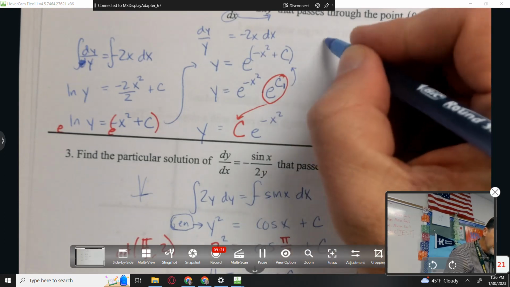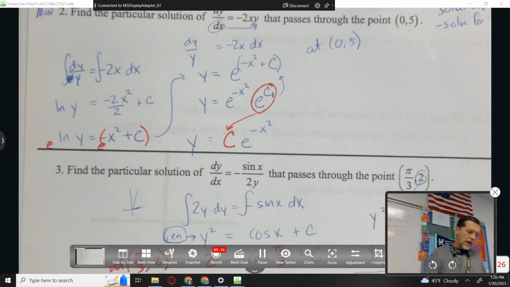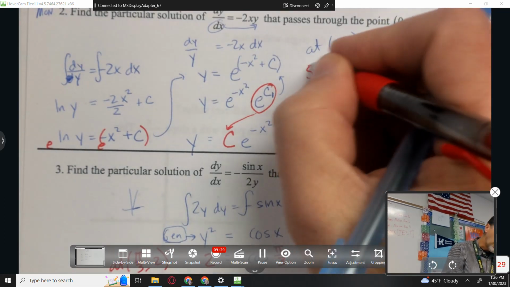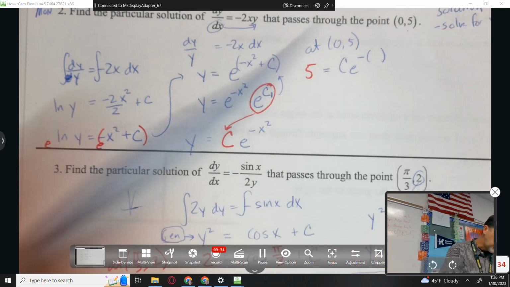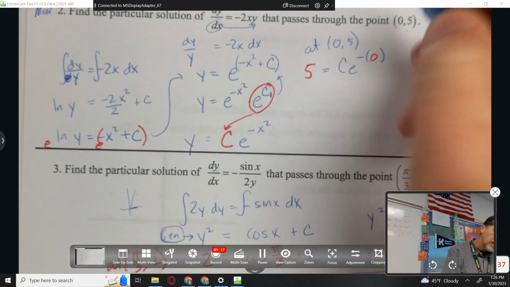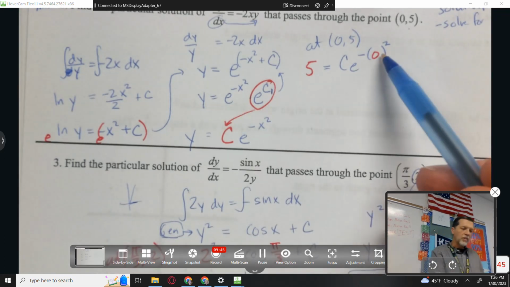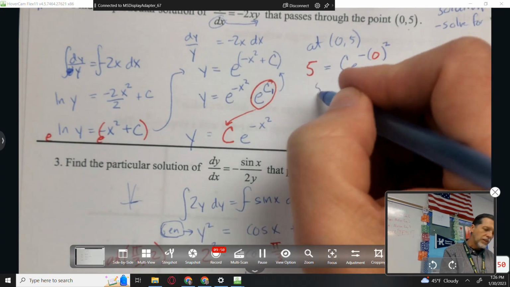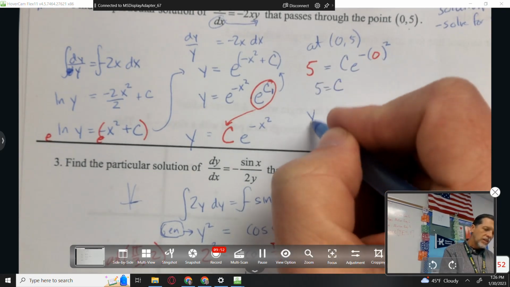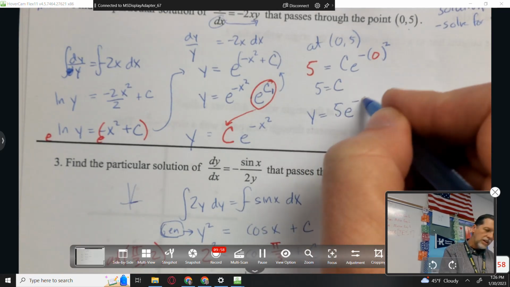All right, now we've solved for c. Let's now use the point (0, 5). This is going to be easier now. 5 goes in for y. 0 goes in for x. And now we get the benefit of all the work we did with the c stuff. Because what's e to the 0? 1. So what's c equal to? 5. So y equals 5e to the negative x squared.